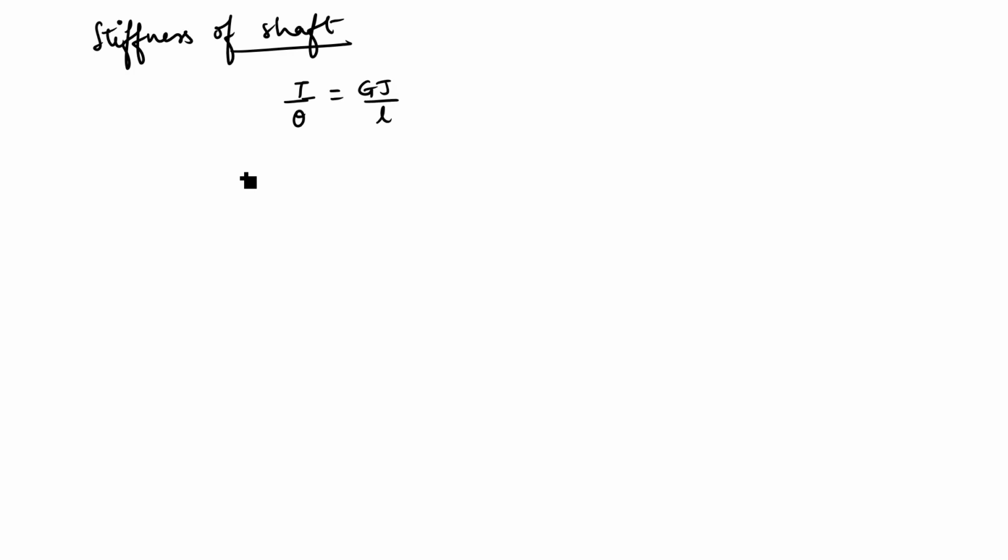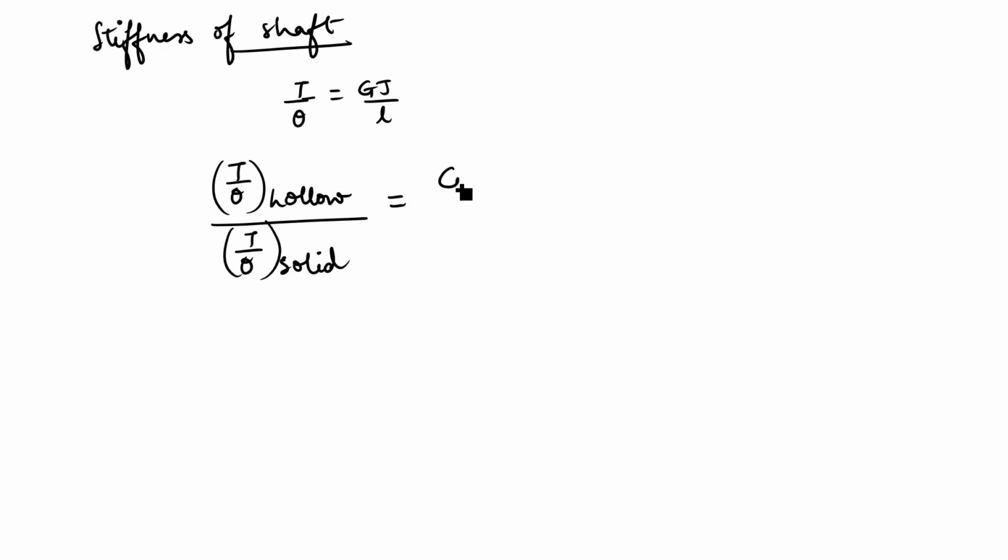Next, I have been told to calculate the stiffness ratio for these shaft. So let me write down here. Stiffness of shaft is what I'm going to calculate. Okay, the stiffness is actually T by theta, that is GJ by L. So when I am finding the ratio of the two shaft, I can take it as T by theta for the hollow shaft divided by T by theta for the solid shaft. So this will be GJ by L for hollow divided by GJ by L for solid.